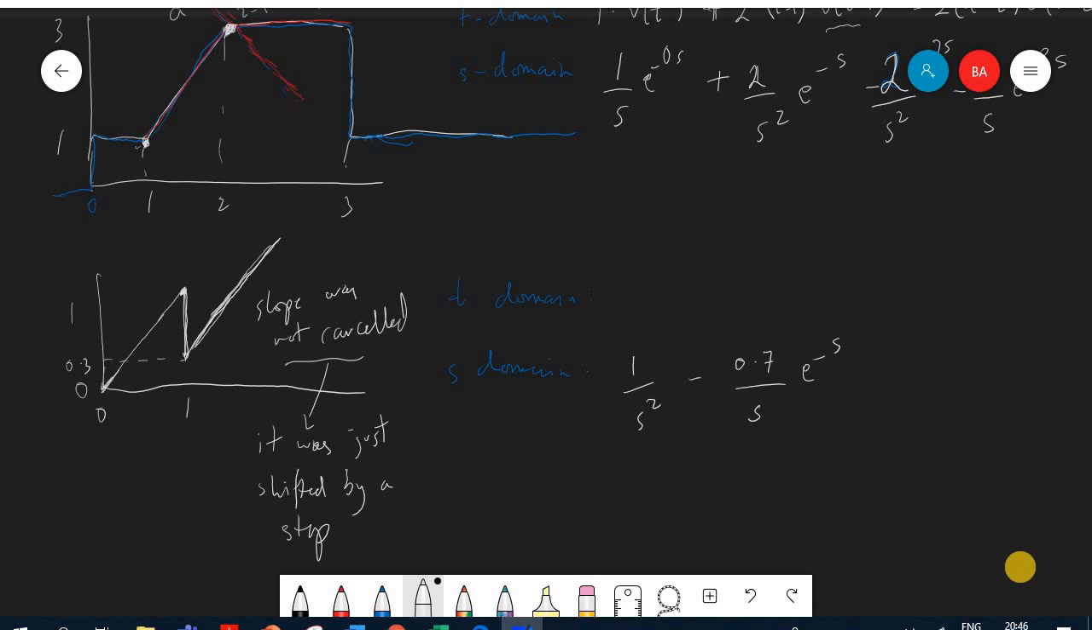In the time domain, how does that look? In the time domain, I'm going to have a slope of 1, which is t, and it's happening at 0, so it's t minus 0. So it will remain the same. It's happening at the time of u(t minus 0). And then I have just a step input, which is 0.7 units of a step input, that happens at time 1.